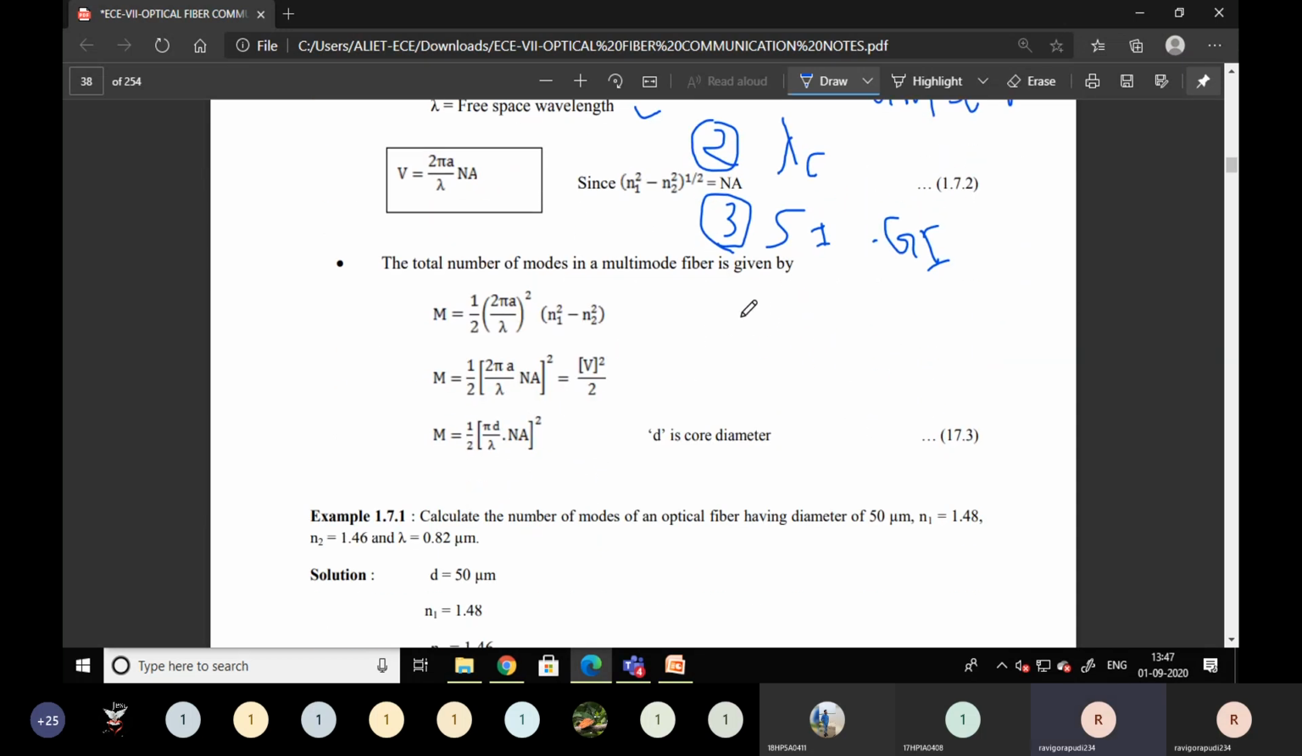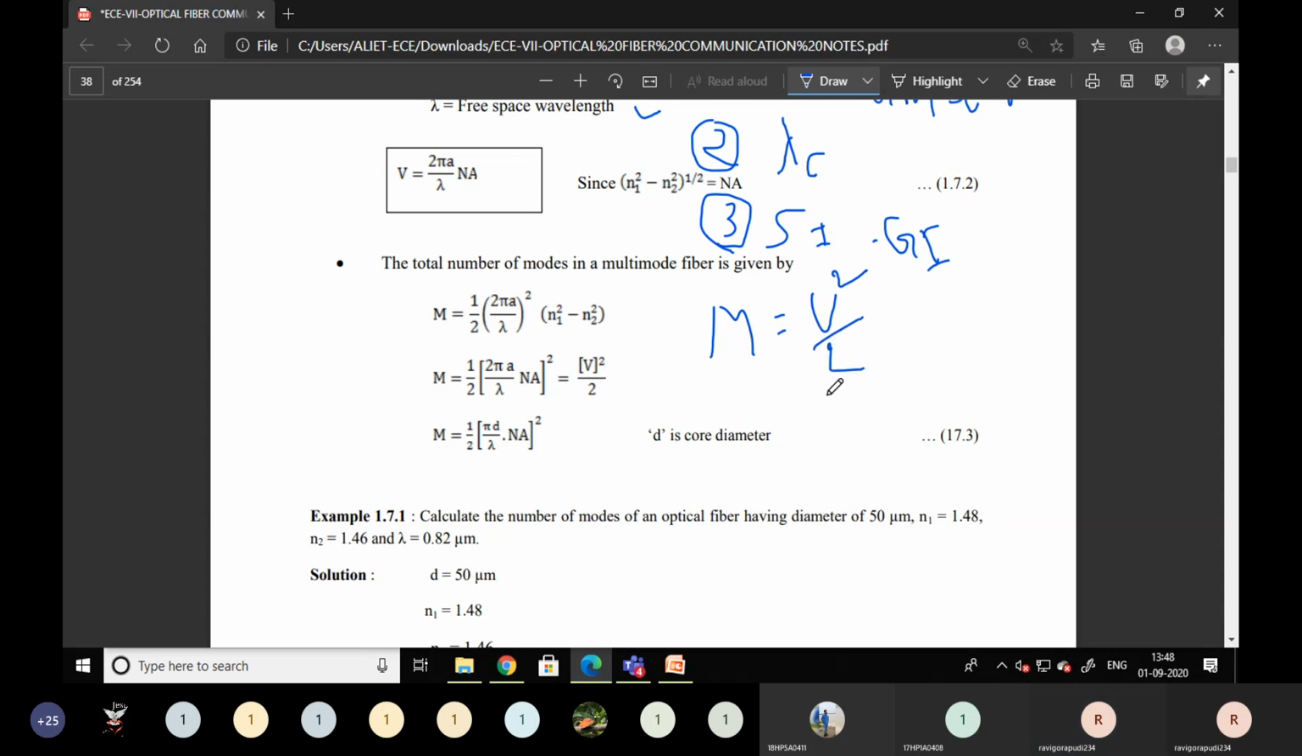And what is the formula for the maximum number of modes for step index fiber? That is V square by 2. Already we discussed that. V square by 2, where V is the V number.